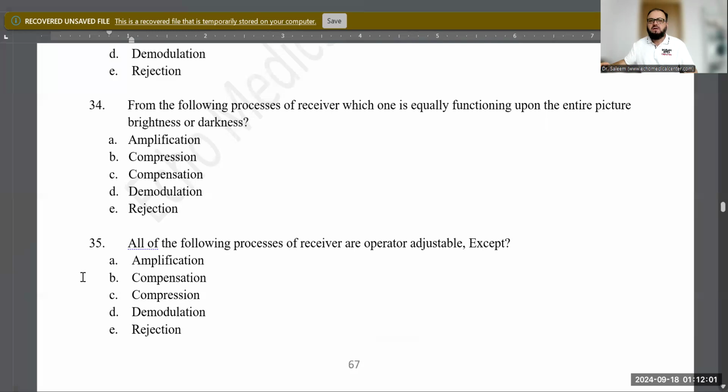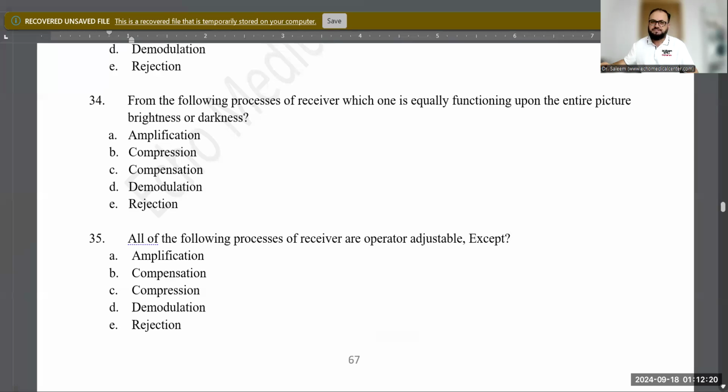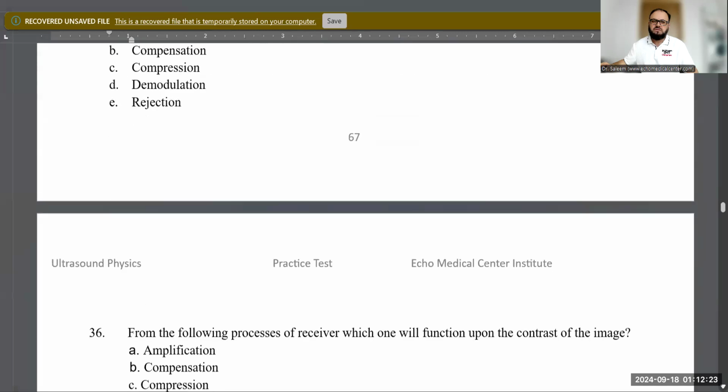Okay, next. All of the following processes of the receiver are operator adjustable except. I think this is also a repeated question, completely repeated. We just did it earlier, right? Demodulation. Demodulation is not in our control. That is correct. Okay, next question.